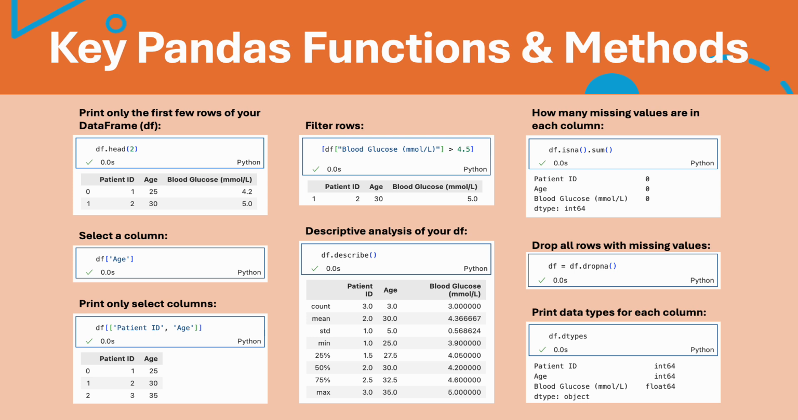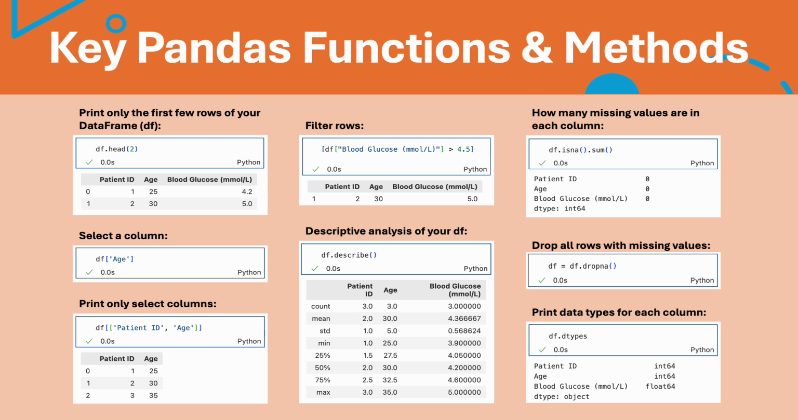Now, if you want to just drop all of the rows in your data frame that have missing values, you just do that by writing dataframe.dropna and parentheses. And you can see here we're reassigning this to the title data frame, and this means that we're updating our data frame so that it now only contains the rows that don't have any missing values in them.